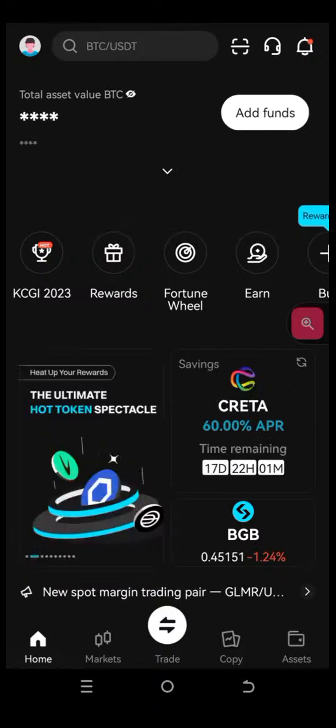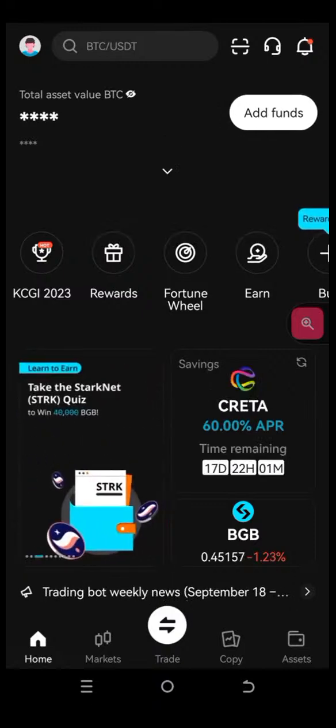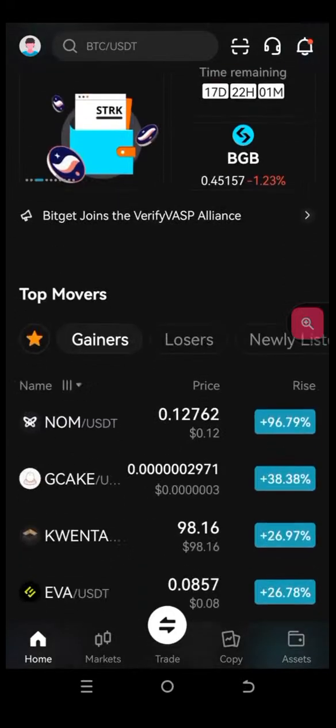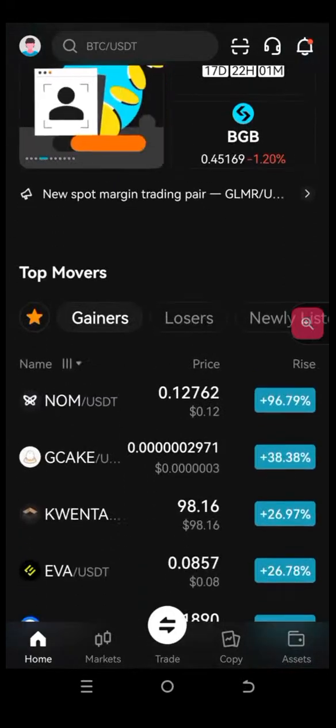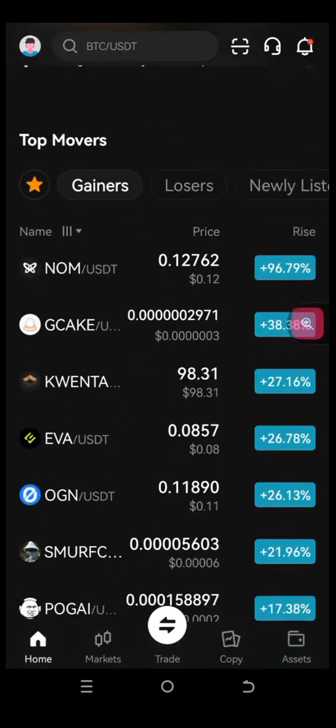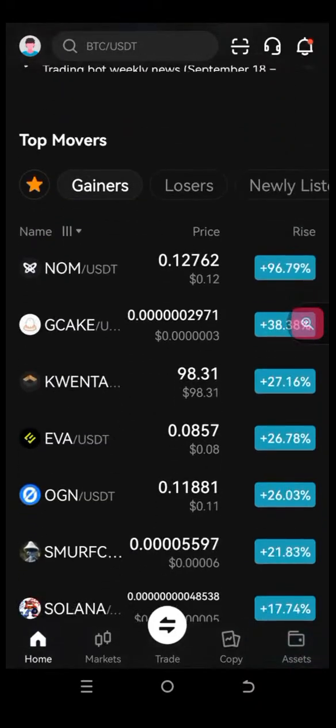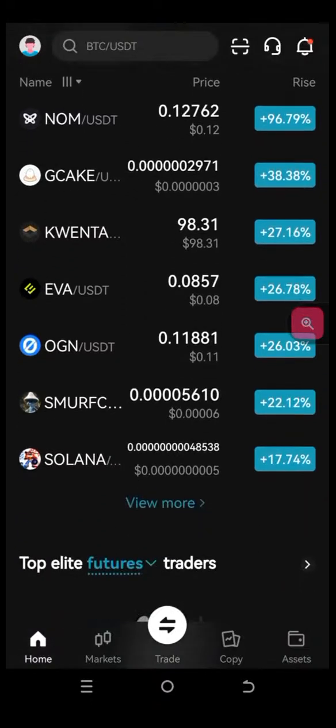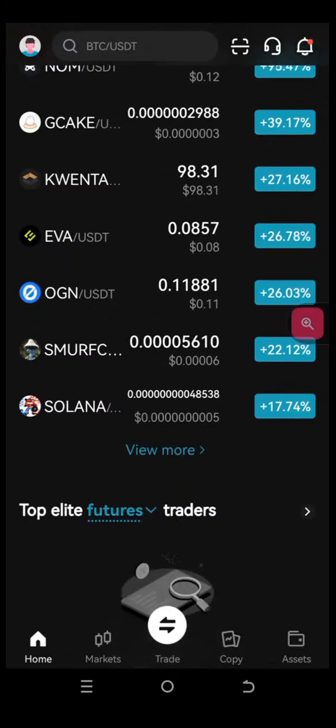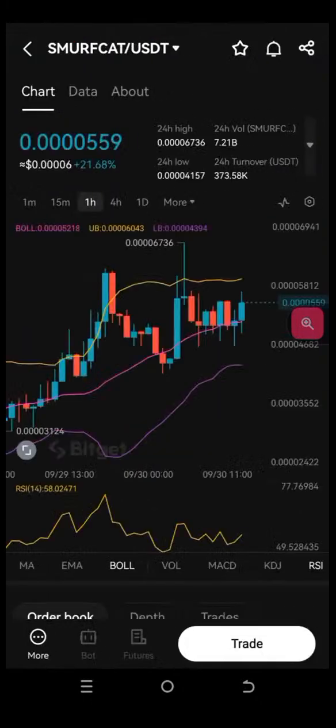All right. So now let's get into the details of Smurfcat. Let's go ahead and look at the gainers, right? When you go all the way at the bottom, all you just have to do is search for gainers and we'll see quite a number of them. But this one that I call Smurfcat has been rising about 22% within the past 24 hours. So let me just click on it and show you what's inside of the chart.